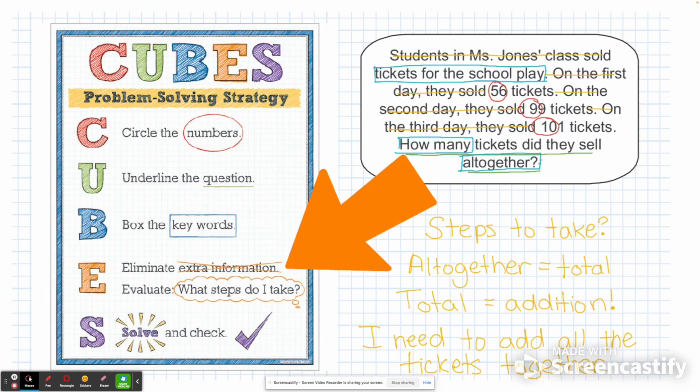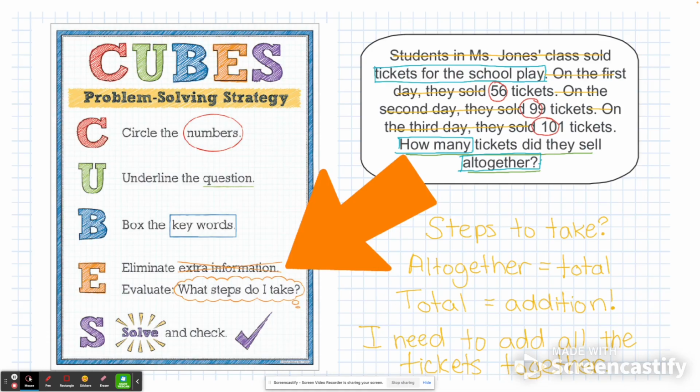So I've eliminated any extra information that really doesn't need to help me with the question itself, such as students in Mrs. Jones's class sold on the first day, on the second day, on the third day, because the days don't matter to the question here. All that matters is how many did they sell altogether. So what steps do I take now?